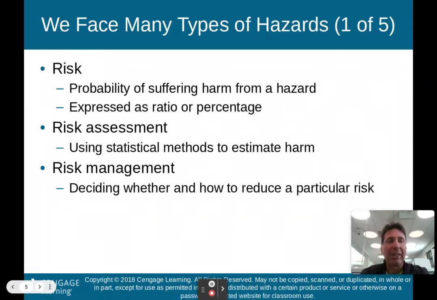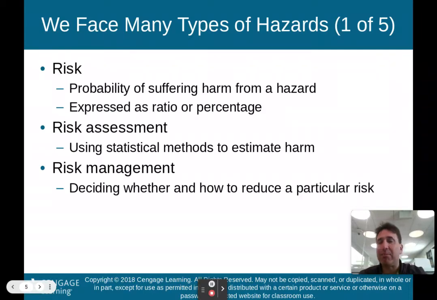What is a risk? A risk is a probability of suffering harm from a hazard, usually expressed as a ratio or a percentage. So if I have a 50% risk, I have a 50% chance that I'm going to be harmed by that hazard. If there's a 30% risk, there's a 30% chance that I will be harmed by that hazard, et cetera. Risk assessment uses statistical methods to estimate harm. This is to predict the type of harm that could come from some type of hazard in the future. Using a statistical method, that is risk assessment.